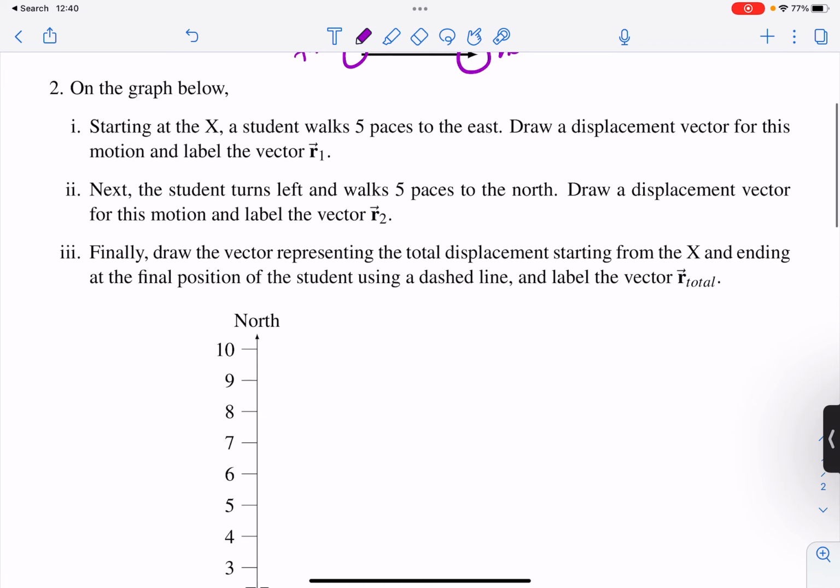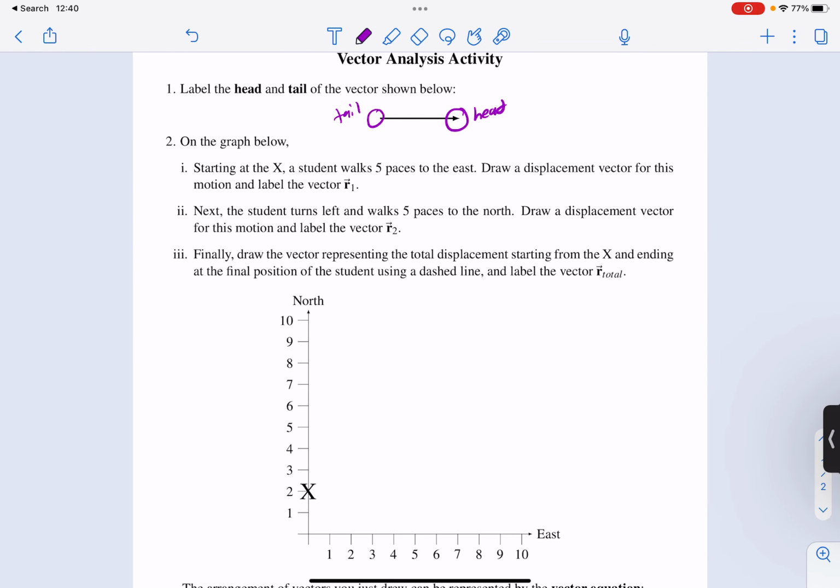Okay, so let's go ahead and do a quick review before we go into how we use this in 2D motion. So starting at the X right here, we're going to walk 5 paces to the east and draw a displacement vector. So we always start at the tail and move toward the head. It already tells you. Never mind, my bad. So east, right? We're going to go up to 5. That's where we're going to end our vector. So just like this, we're moving 5 paces and we're going to draw the head of our vector over here.